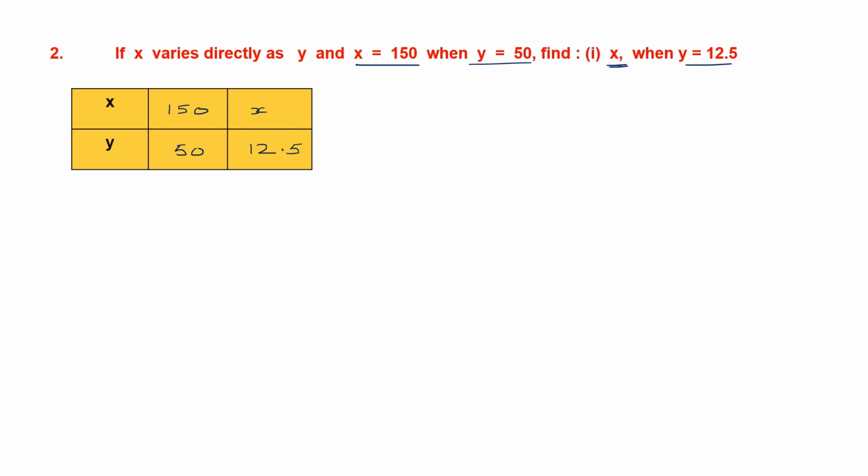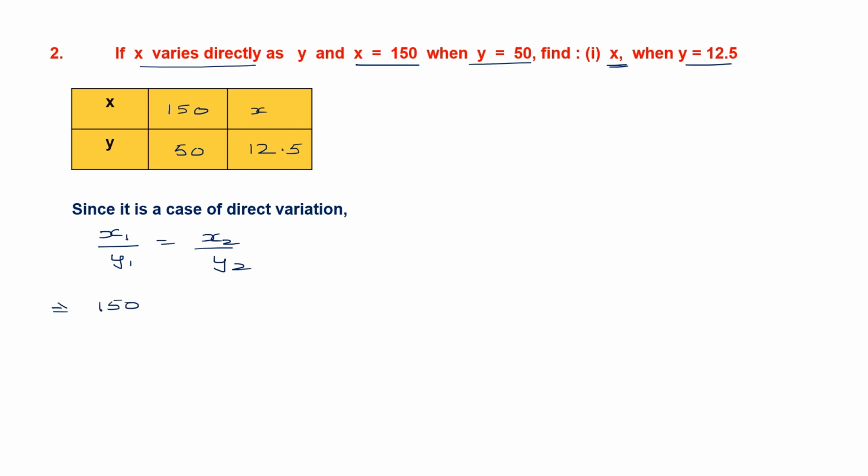And here we are told that it varies directly. So this is a case of direct variation. So in that case, x1 by y1 is equal to x2 by y2. So x1 is 150 and y1 is 50. This is equal to x2, which is x, and y2 is 12.5. Now cross multiplication. Let's do the cross multiplication here. So what do we get here? Here we get 150 into 12.5 is equal to x into 50.